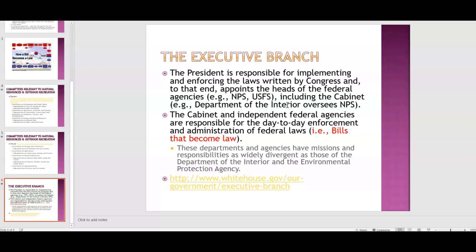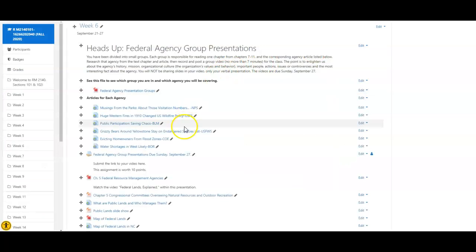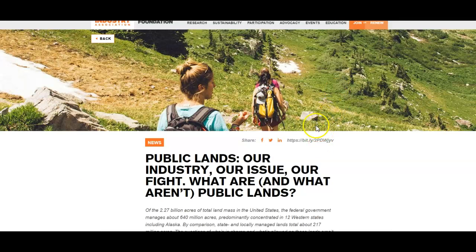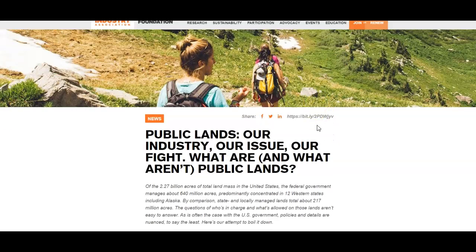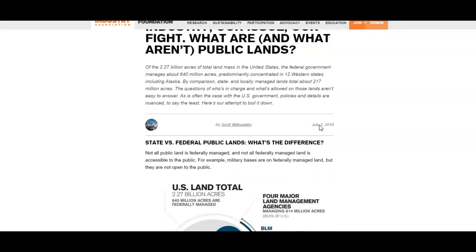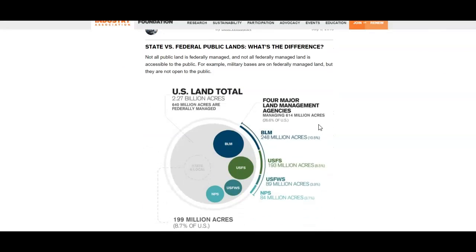Okay, we will exit out of here, and the next thing I want to show you is this article here. What are public lands and who manages them? This is an excellent article, not very long, but if you are unfamiliar with these agencies, well, I want everyone to read this article. And there are a few things that I'll mention about it.